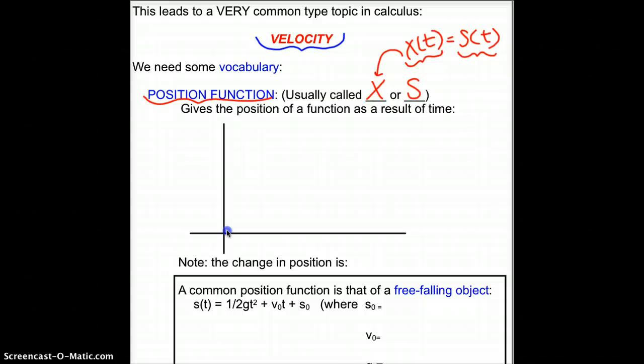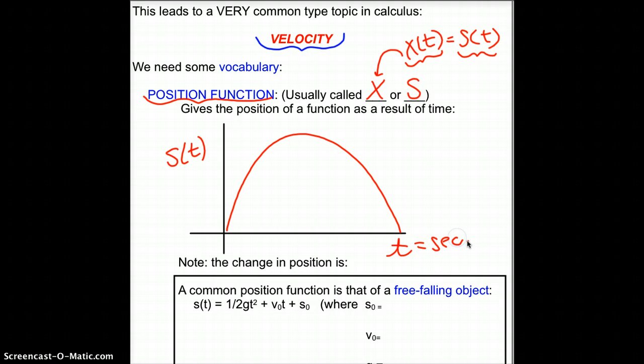So what I'm going to do is just give a general parabolic path here. And what I want to discuss is this being the time axis and this being the position, or where it is after a certain amount of time. And maybe we'll say our time is in seconds, and maybe my position is in feet. It really doesn't matter, just to get a good concept of what's going on here.